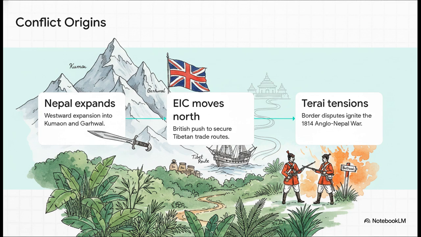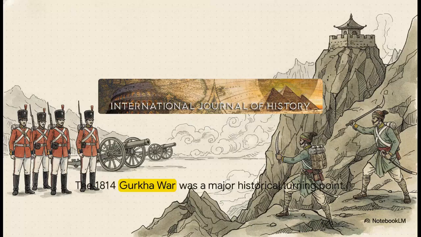The immediate flashpoint between the two finally blew up in the lush Terai lowlands, which completely ignited the Anglo-Nepal War, also known as the Gorkha War, in 1814. And that war? It was a massive reality check.